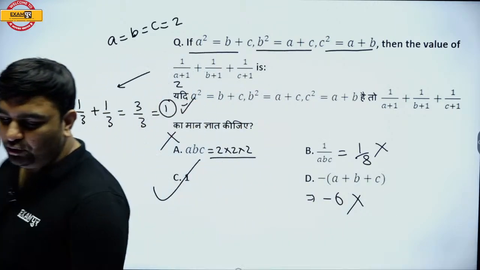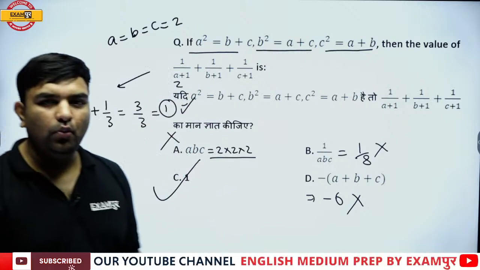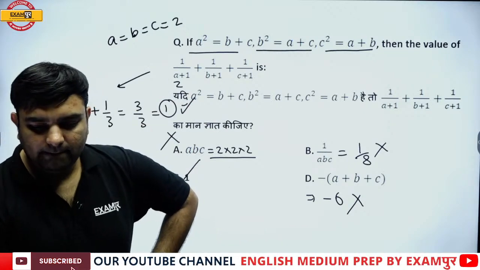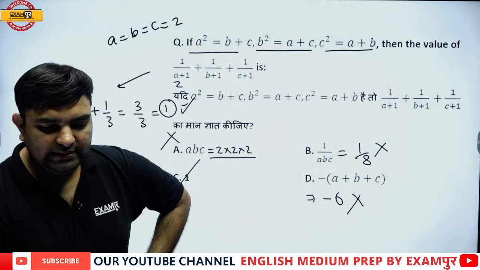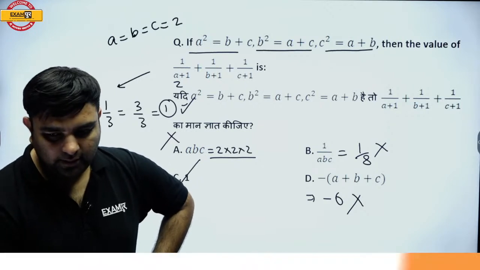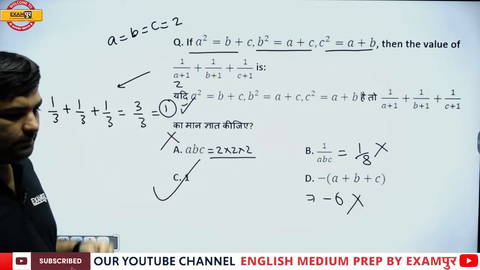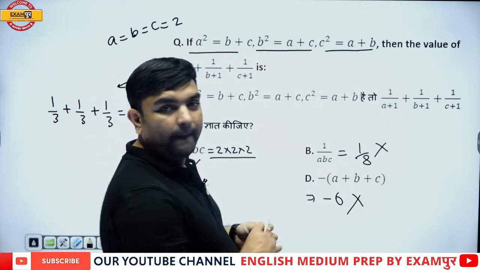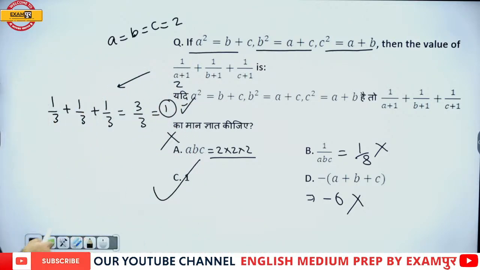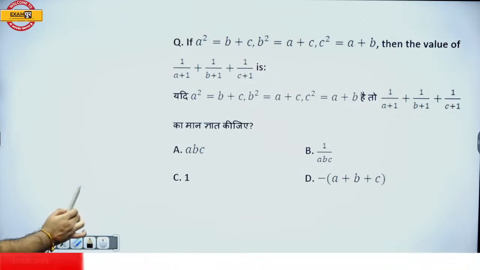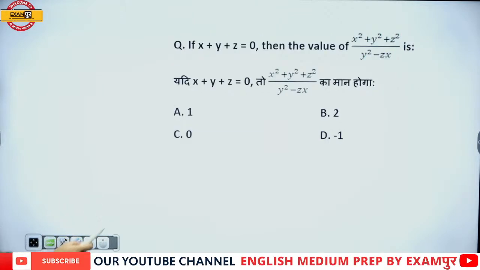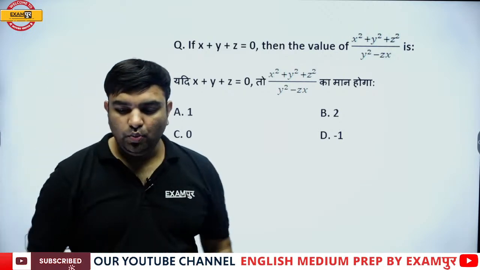What is the ultimate truth? The ultimate truth is 1 only. Let's move on further.